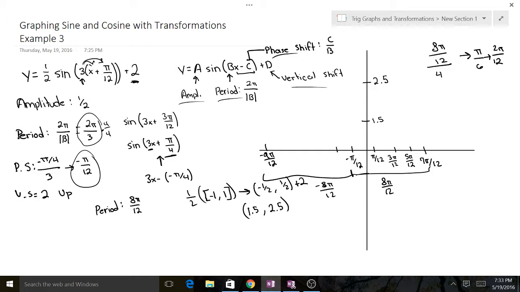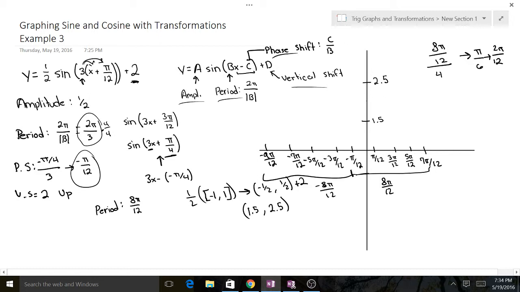Then we can figure them out for this period. Negative 3 pi over 12. Subtract 2 more, we're going to get negative 5 pi over 12. Subtract 2 more, we're going to get negative 7 pi over 12. So now we have everything labeled. We've got where the values are going to be up here, and everything on the bottom. Now we literally just have to graph. So now it's the easy part.